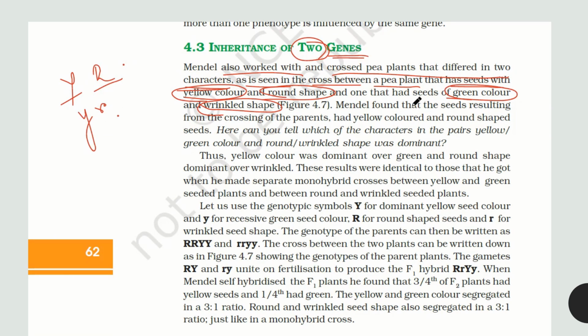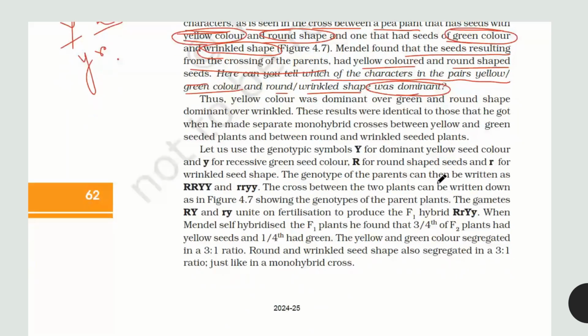Now let us see. Mendel found that the seeds resulting from the crossing of the parents had yellow colored and round shaped seeds. Can you tell which of the characters in the pairs, yellow and green color, round and wrinkled, was dominant? As we proceed further we will be able to say which one is dominant and which is recessive. Yellow color was dominant over green, and round shape was dominant over wrinkled.